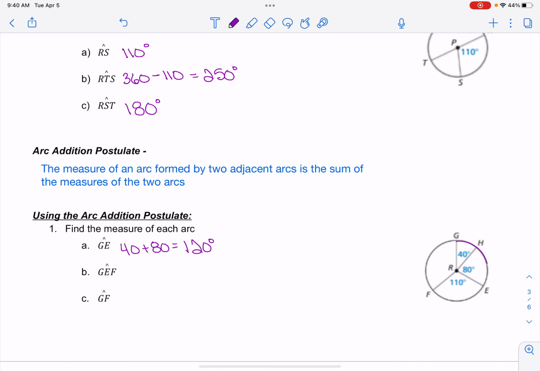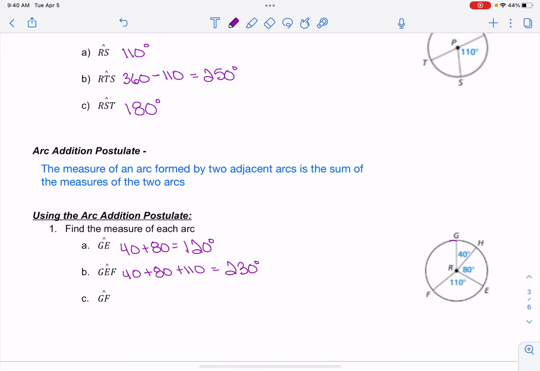GEF, G to E to F. So again, we just have to add all of those pieces together. Now, we did know already that G to E was 120. We just figured that out on the last one. So we absolutely could have just done 120 plus 110 to give us our 230. But I just wrote it up a long way so you can see where all of those pieces are coming from.